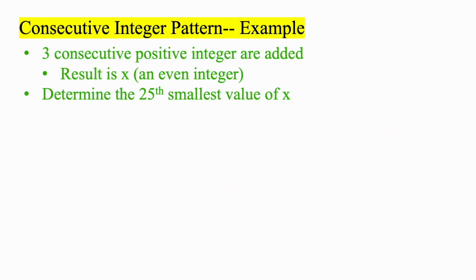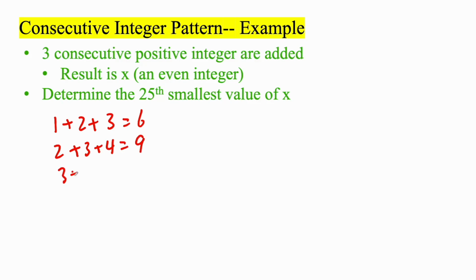Okay, this is our last problem. We have 3 consecutive positive integers. They're being added. The result is x. This time it's an even integer. You want to determine the 25th smallest value of x. So same thing as the first problem. 1 plus 2 plus 3, we get 6. We can do 2 plus 3 plus 4, we're going to get 9.